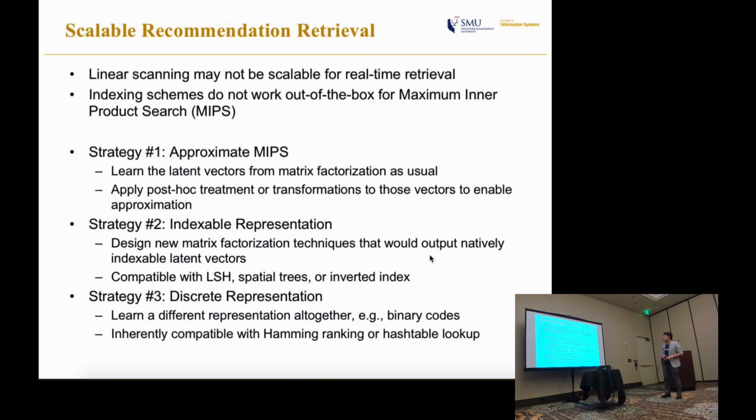Now, there is a third strategy, which is called discrete representation. In this case, the idea is to change the paradigm of matrix factorization in the first place. Because matrix factorization has always been defined in terms of real valued vectors. So in the discrete representation, they change the representation to binary codes. And that essentially becomes a different way to represent user and item vectors. But the advantage of binary codes is that you can use hash tables natively.